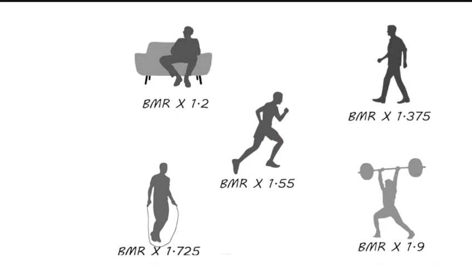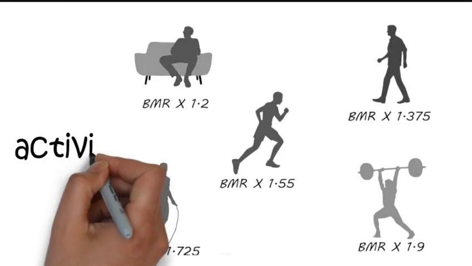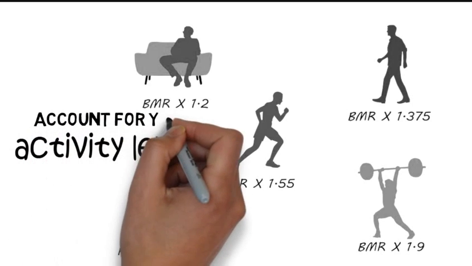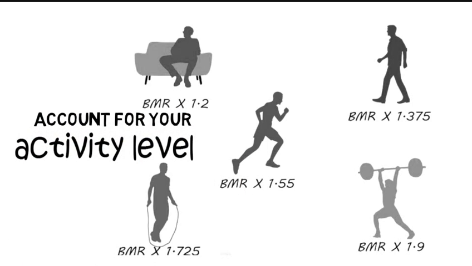2. Account for your activity level. In addition to essential bodily functions, you must also account for the calories you burn through daily activity. Once you have your BMR, multiply your BMR by the appropriate activity factor. If you are sedentary, little or no exercise, BMR x 1.2. If you are lightly active, light exercise/sports 1 to 3 days/week, BMR x 1.375.